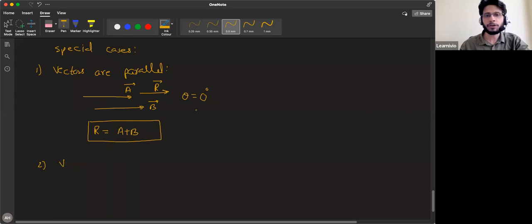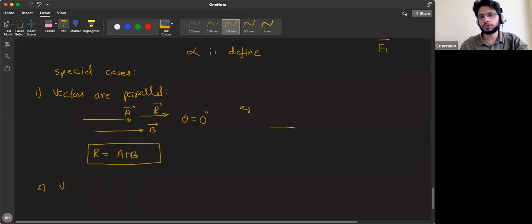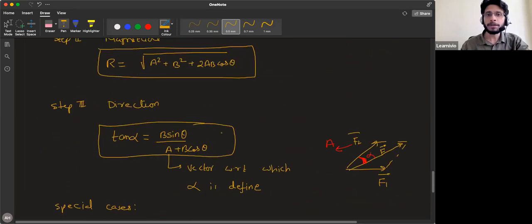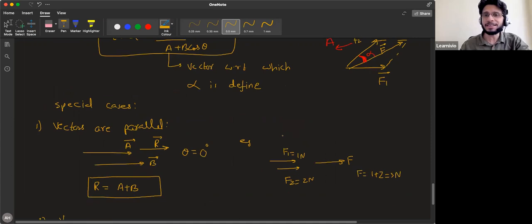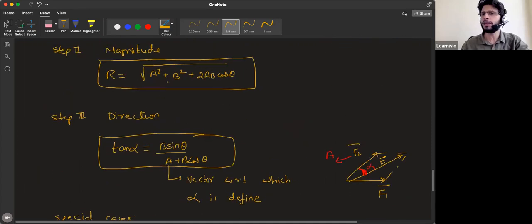For example, if you have two forces, this is force F1 of 1 Newton and this is force F2 of 2 Newton, and I ask you to calculate force F, it will be simply F1 plus F2, 1 plus 2 equal to 3. No need to use the parallelogram law here. But if F1 and F2 are inclined at some angle, then yes, you have to use the entire parallelogram law.